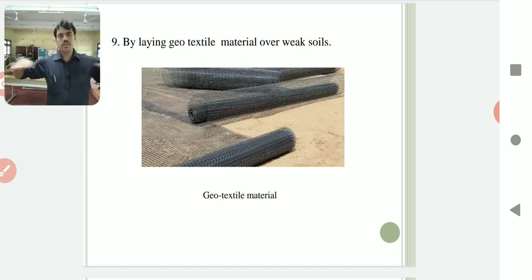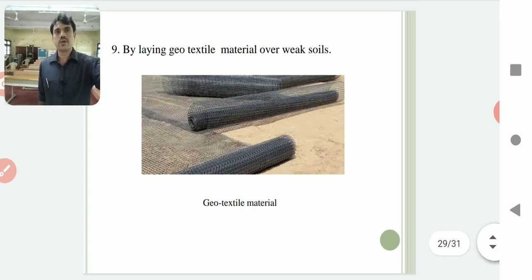There we place these types of geogrids or geotextiles. Even in case of canal construction, where there is a canal embankment, we can place them there too. Directly we say that in order to retain the structure, so in order to improve safe bearing capacity, we can use these types of geotextile materials.